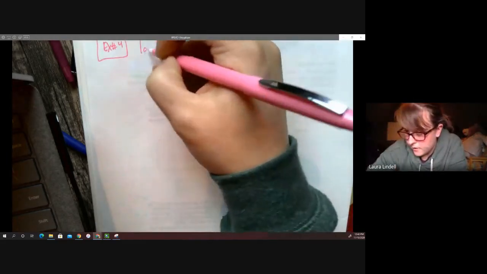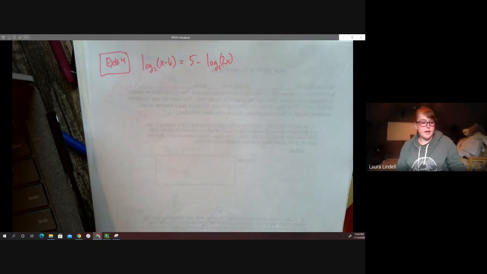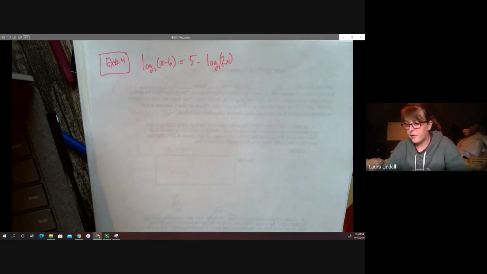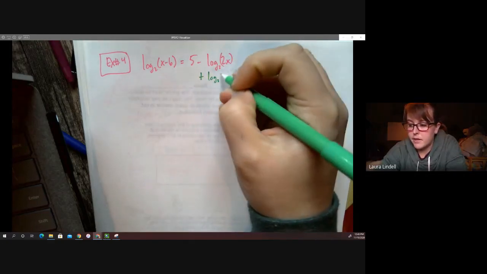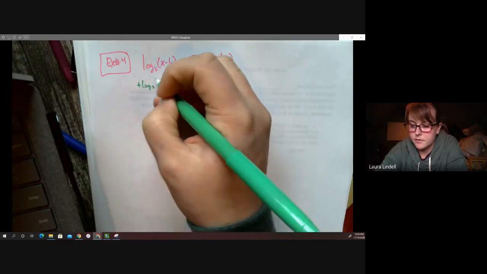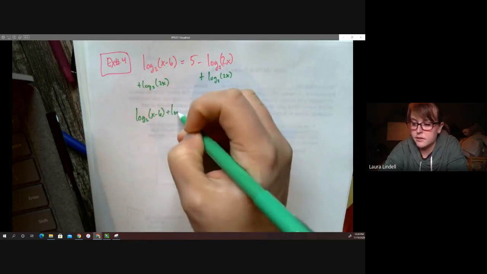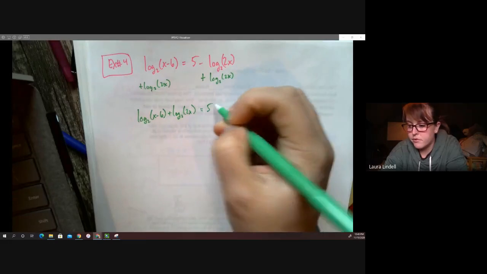we've got log base 2 of x minus 6 equals 5 minus log base 2 of 2x. Okay, so this is the kind that we've got multiple logarithms, and we also have other terms in the equation. So what we need to do is get all of our logs onto one side and everything else onto the other side. So what I'm going to do is add log base 2 of 2x to both sides. So we get log base 2 of x minus 6 plus log base 2 of 2x equals 5.